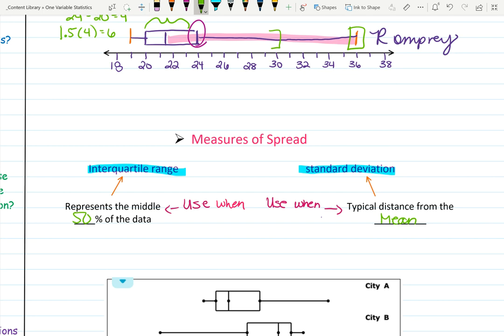So I want you guys to think about measures of center. When did we use mean versus when did we use median? If the data was nice and symmetrical, we would have used our mean. So standard deviation goes right along with mean. We want to use standard deviation when our data is symmetrical. We also call that normally distributed.